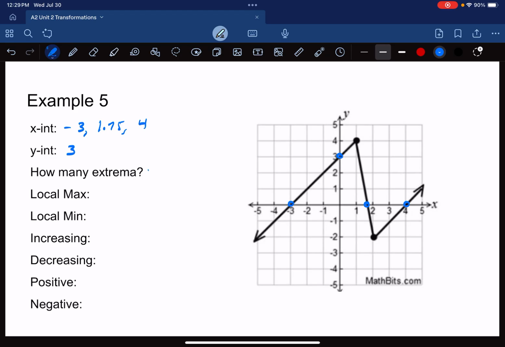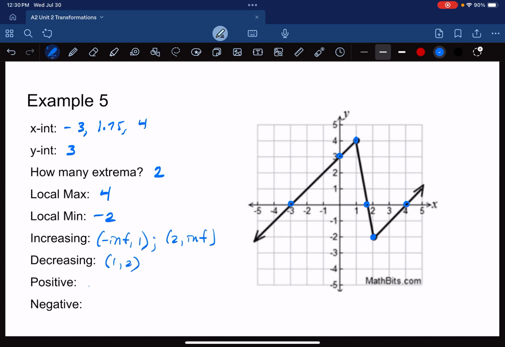Extrema, there's 2. Local max is the one at 4, right up here. The local min's at negative 2. That's this one down here. It's increasing from negative infinity to 1, and then again from 2 to infinity. It's decreasing along just one stretch from 1 to 2.